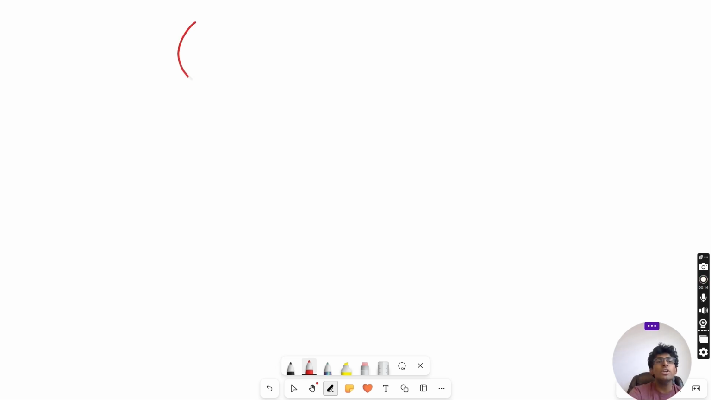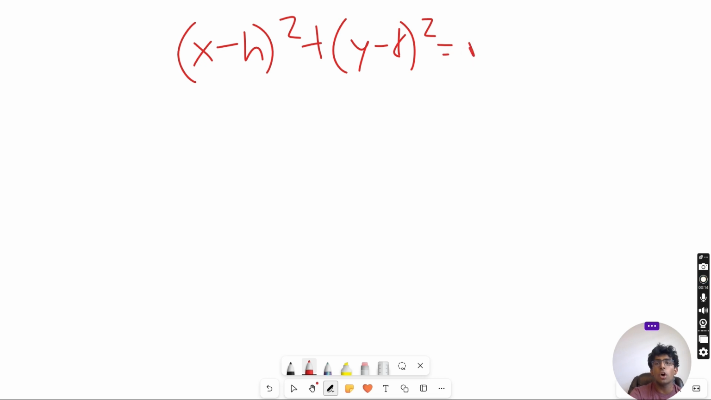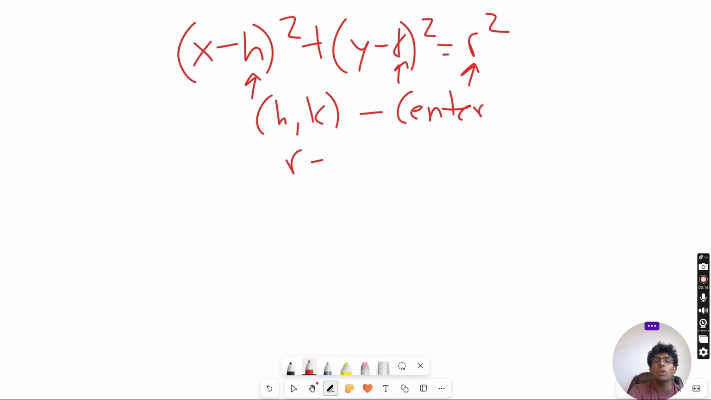So the equation for the circle, this is your formula, right? (x minus h) squared plus (y minus k) squared equals r squared. Now, what does this mean? h comma k, these two values here, represent the center of the circle that you're dealing with, while r represents your radius. And it's r squared in the equation, so if you're finding the radius, you're taking the square root.